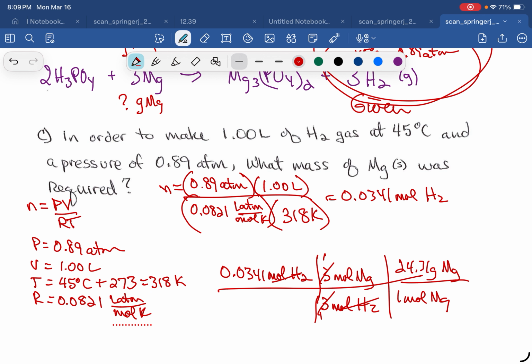And let's see what we get here. I have to recalculate this one because I don't have it on the paper. 0.0341 times 24.31. I get 0.828971, so 0.829 grams of Mg.